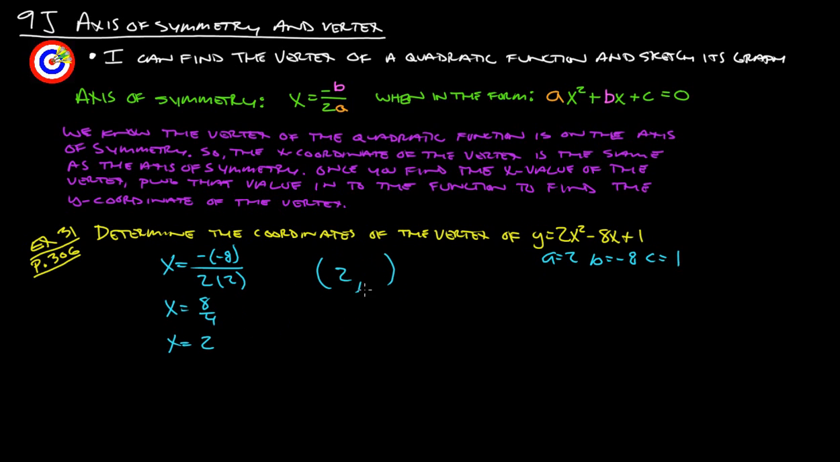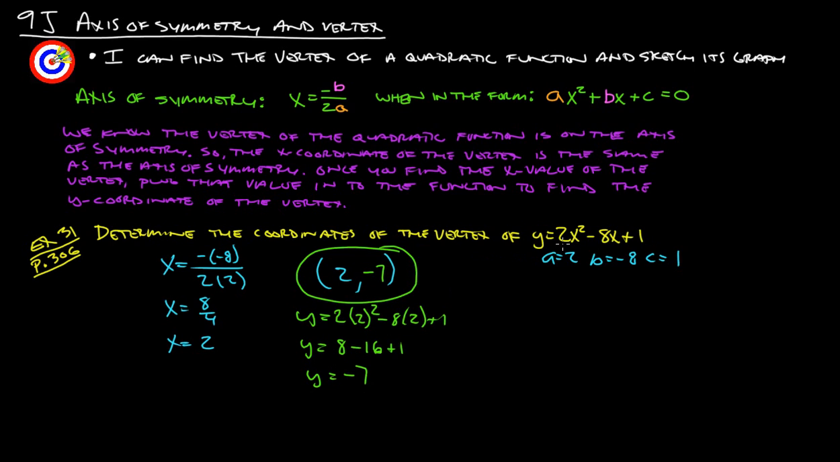Now we want to find the y-coordinate. Once we know the x-coordinate, to find the y-coordinate, we just plug the x-coordinate in and figure out what y is. So for the y-coordinate, we get y equals 2 times 2 squared minus 8 times 2 plus 1. So y equals 2 squared is 4 times another 2 is 8, minus 16 plus 1, and we'll get that y equals negative 7. So the coordinates of the vertex of this quadratic function are 2 and negative 7.